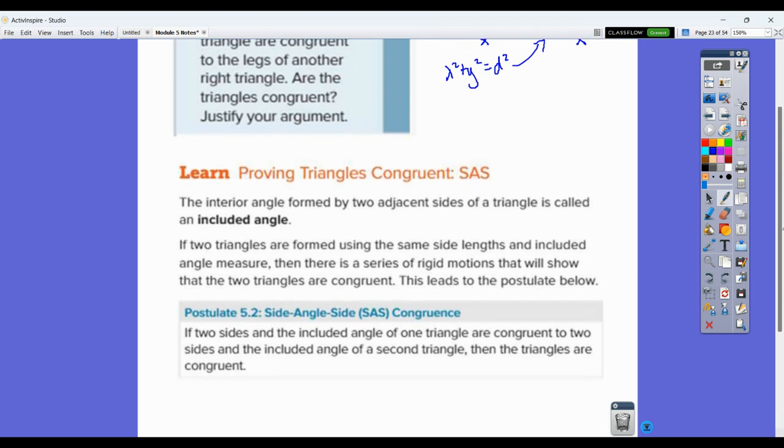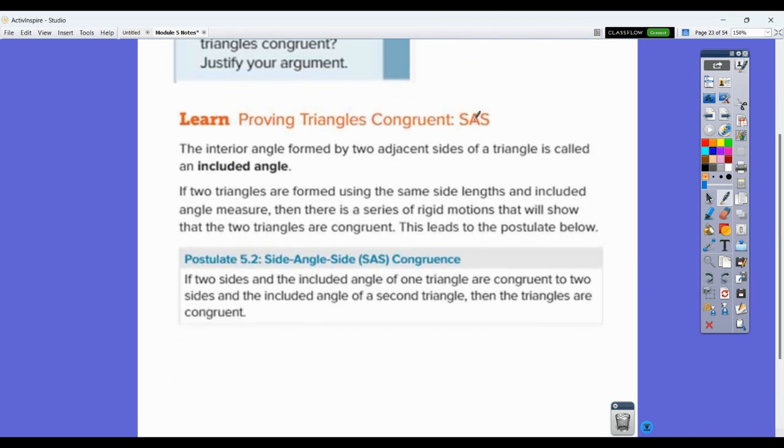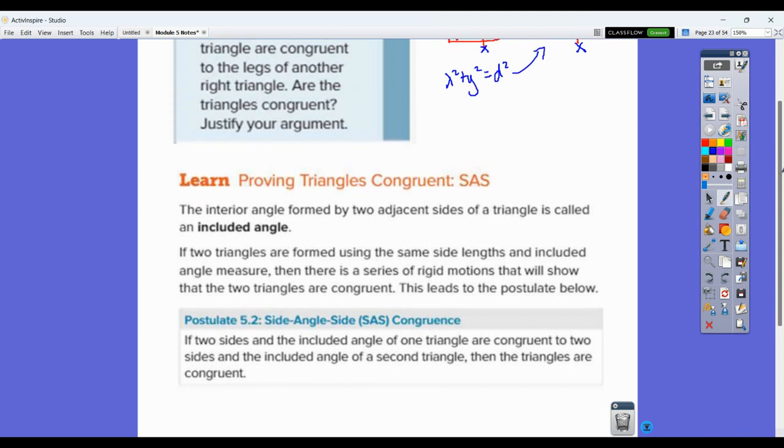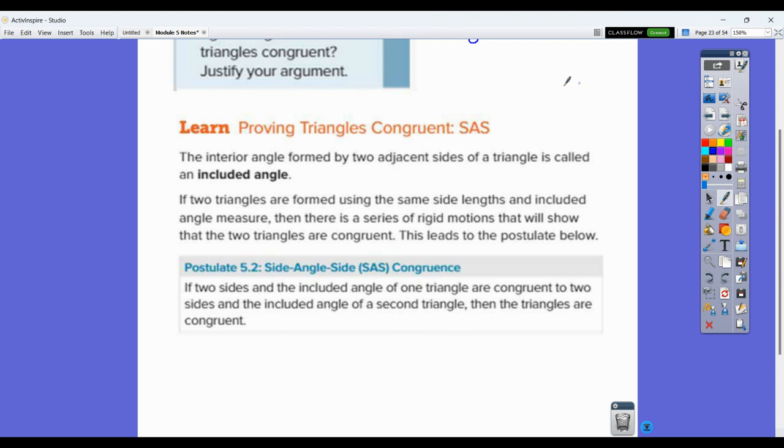Now, we follow that up right away with the idea of proving triangles congruent through side angle side, because what you see here is a side angle side example that works. Now, that's a special case because we can find that third side. But the interior angle formed by two adjacent sides of a triangle is called the included angle. Now, this is a big idea for side angle side, understanding this is not angle side side or side side angle. This is the angle is between the two sides that you know are congruent.